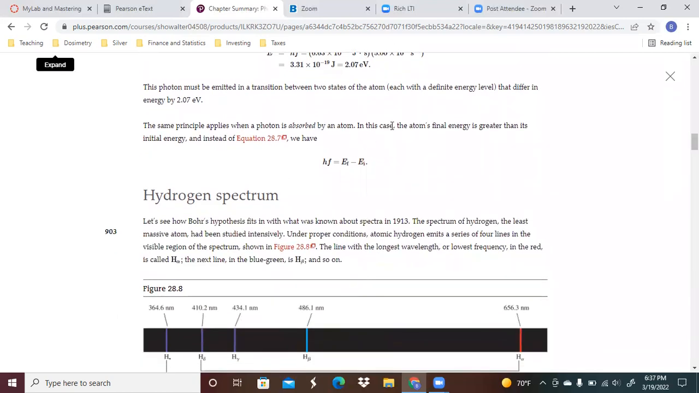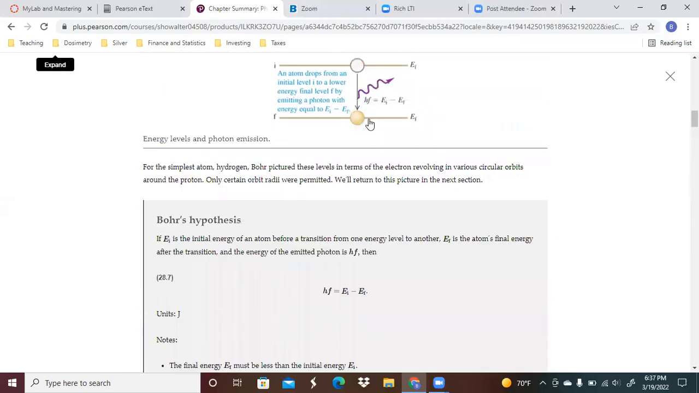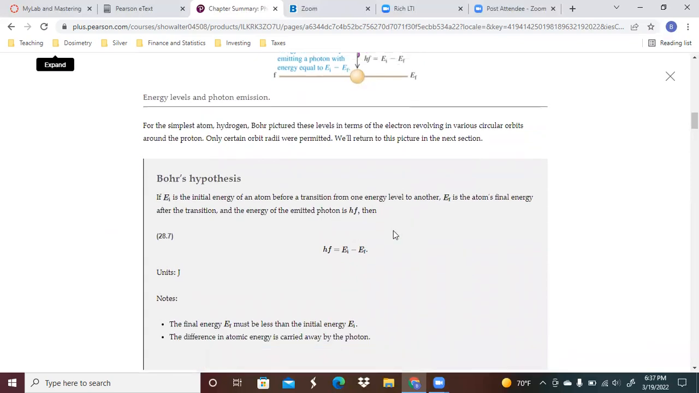The same principle applies when a photon is absorbed by the atom. In other words, it basically runs things in reverse. You're going from here up to there.